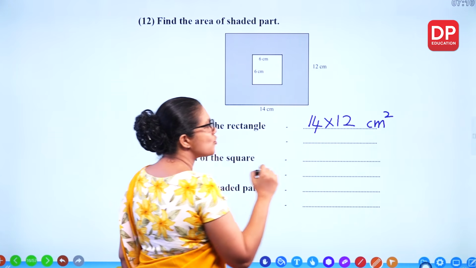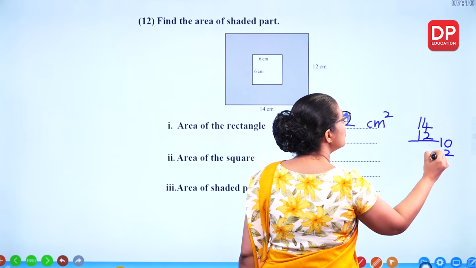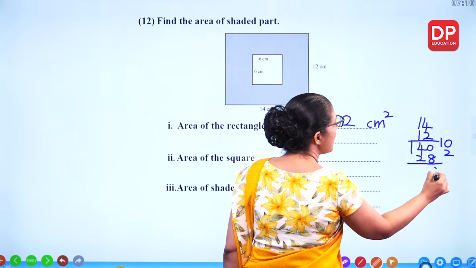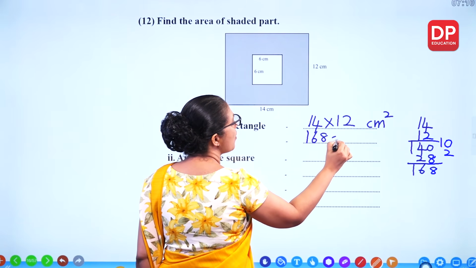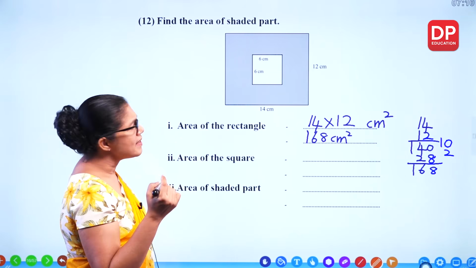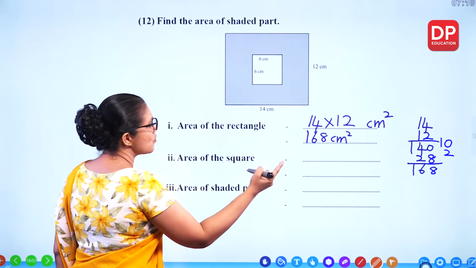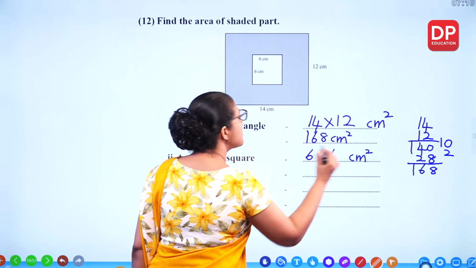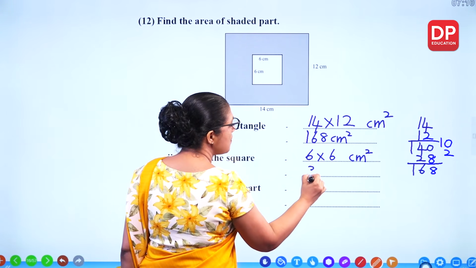So what's 14 times 12? Multiply 10 and 2, multiply by 1 and multiply by 2. You get 168. So 168 square centimeters is the area of the rectangle. So what's the area of the square? Length is 6 centimeters. So you can multiply 6 times 6. That's also in centimeters, so the area is in square centimeters. 6 times 6 becomes 36.